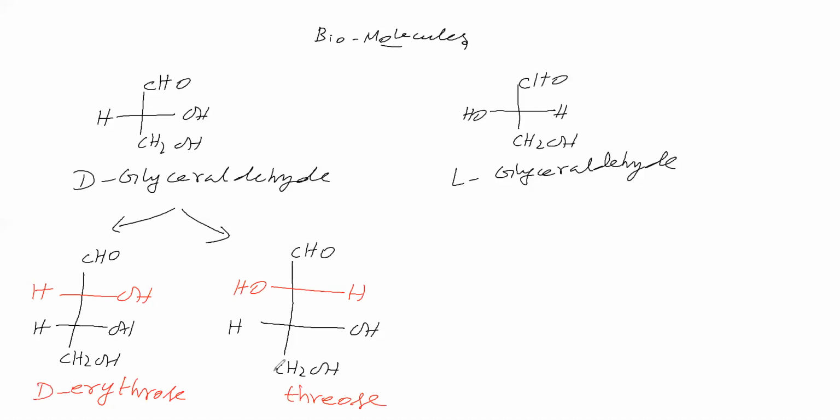In this threose, this is CH2OH. Next to this is the chiral carbon. In the chiral carbon, the OH group is on the right side. Therefore, it is called D configuration. So D-erythrose and D-threose we got.